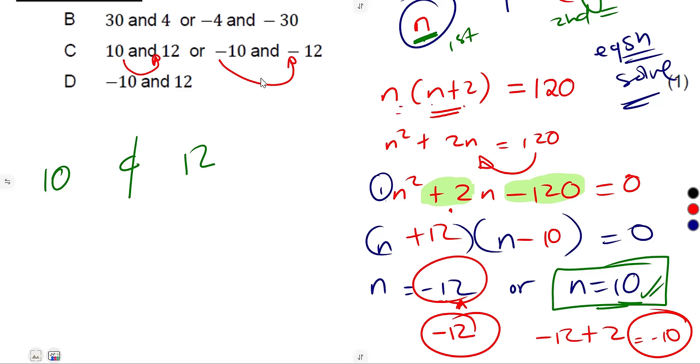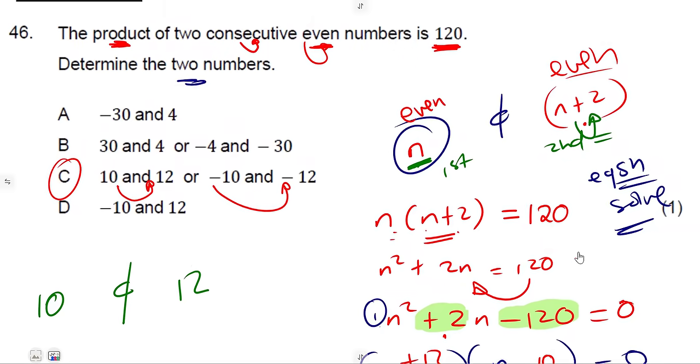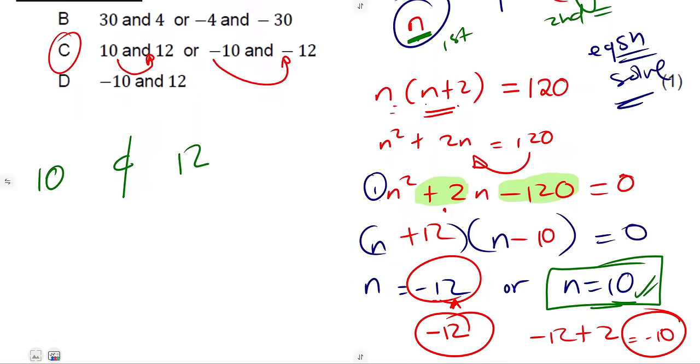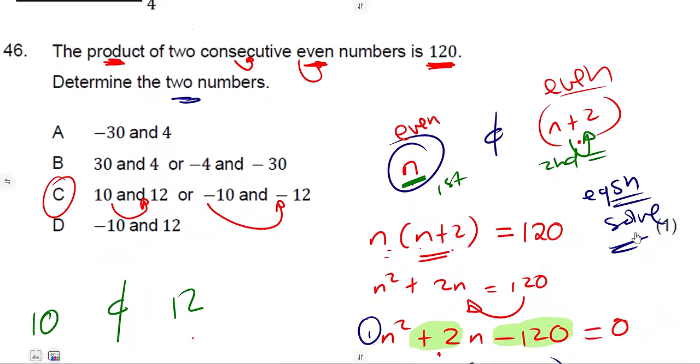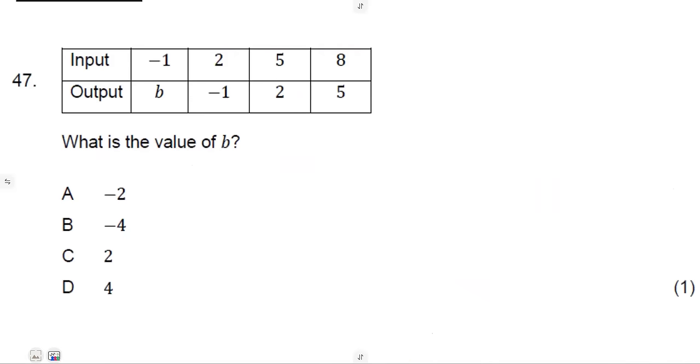So this is what we want. 10 and 12 is going to be the best answer of what we are given there. The product is 120. So if we multiply, guys, 10 times 12, you get positive 120. And they are consecutive even numbers. They follow each other in that manner as even numbers. So the best answer was going to be C. That was question number 46.